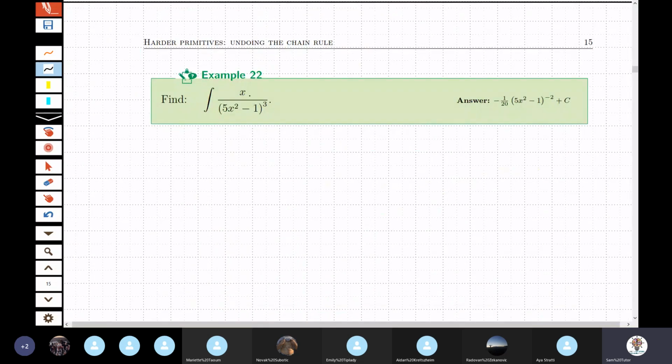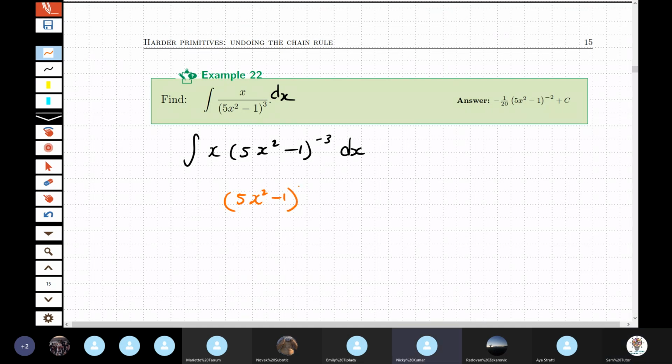Again, no quotient rule. You don't want the 3 to be at the bottom either. Oh, missed the dx there. So let's rewrite this the way we would usually see it, which looks more like that. Do you agree? Okay. Can you tell me what my next line would be in orange? 5x squared minus 1, to the power of? Negative 3.